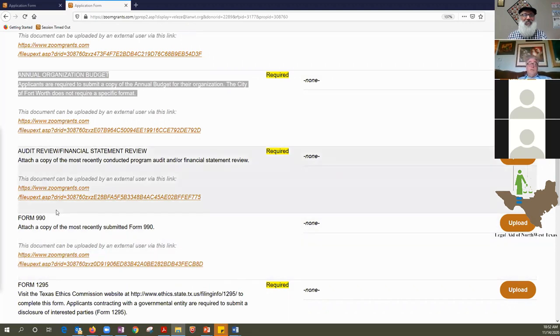Audit review or financial statement review. If you are an organization that receives more than a certain sum of money from the federal government, you are required to have an independent audit. So annually, Legal Aid of Northwest Texas gets an independent audit. We simply attach a copy of our audit to our grant application.